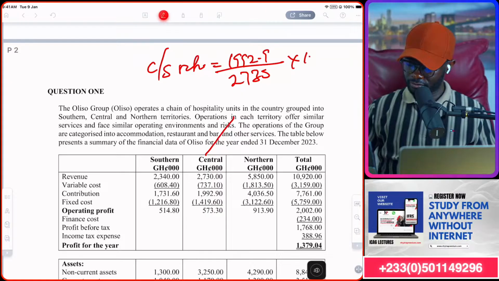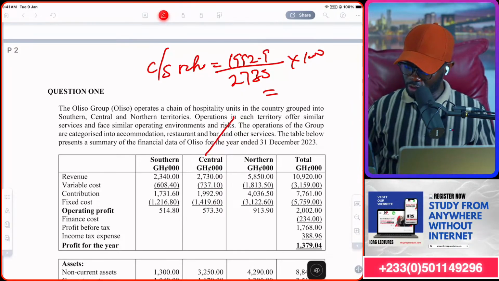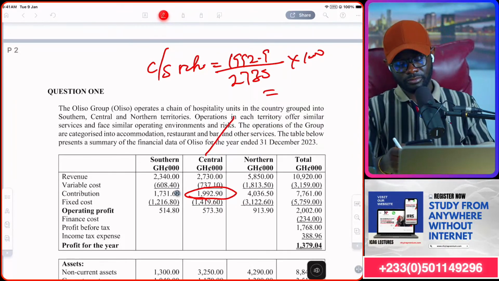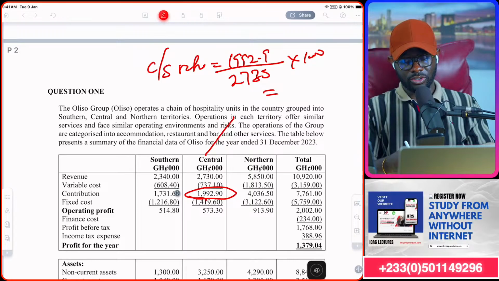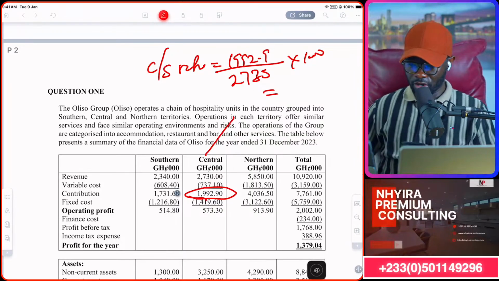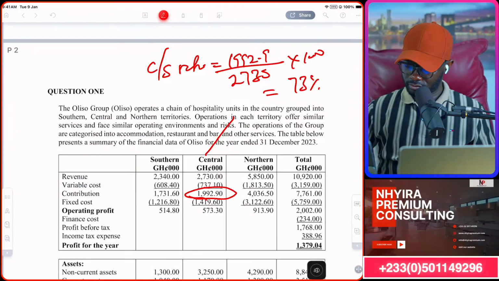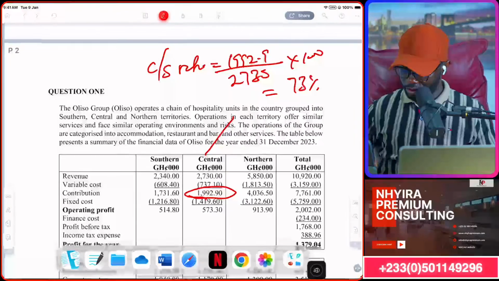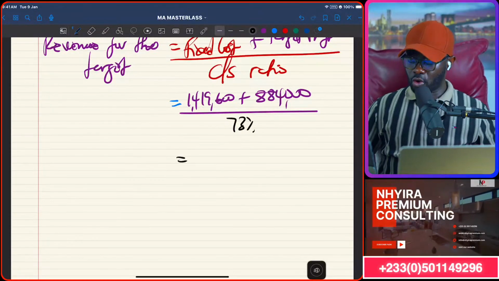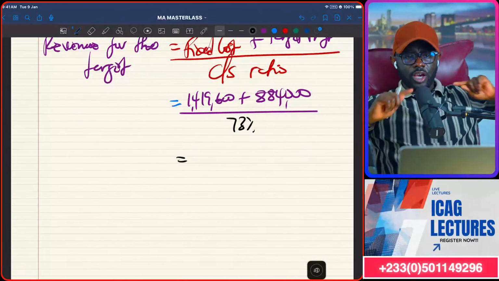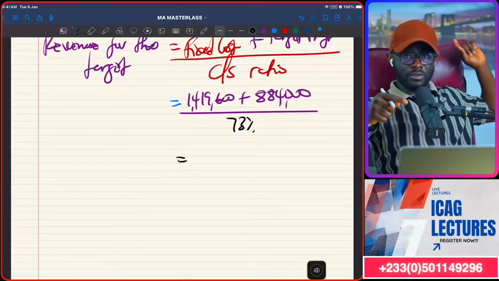Sounds good? So, because this is your contribution, 1992.9 divided by sales. So 1992.9 divided by 2730 times 100. That's going to be 73%. So our contribution to sales ratio is 73%. So what should the revenue be for us to achieve the target profit of 884?